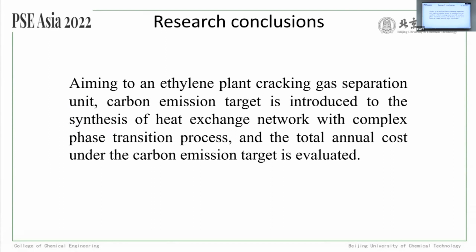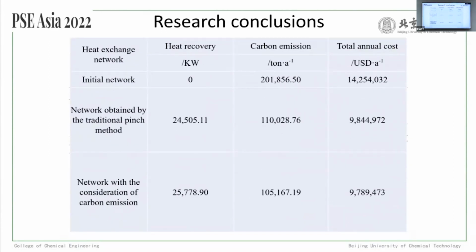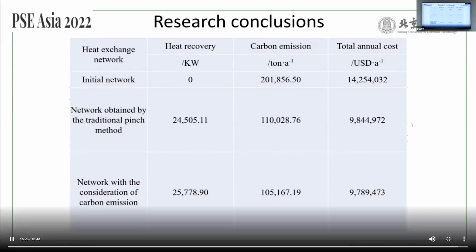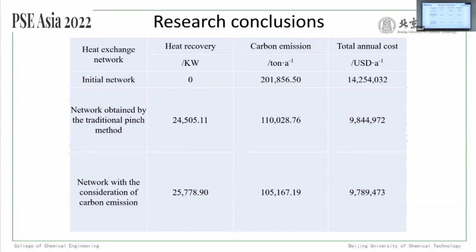Compared with the traditional pinch point method, the optimized heat exchange network is more energy efficient, with lower carbon emission and less annual cost. Compared with the initial network, the heat recovery volume increased to 25,778.9 kilowatts. The annual carbon emission is reduced by 96,689.31 tons, and the total annual cost is reduced by 4,464,559 US dollars a year.